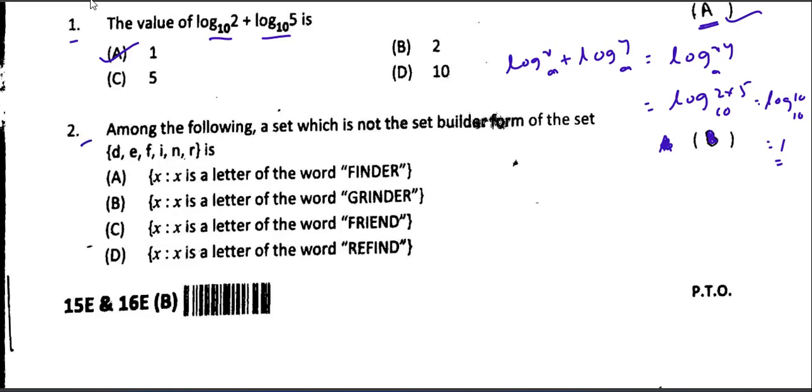Second one. Among the following, which is not the set builder form of the set? See, first one, the roster form is given. So this is a roster form. What about this one? Here the set builder notation is there. In this one it is not there. So which is not a set builder form? Option B. Next.